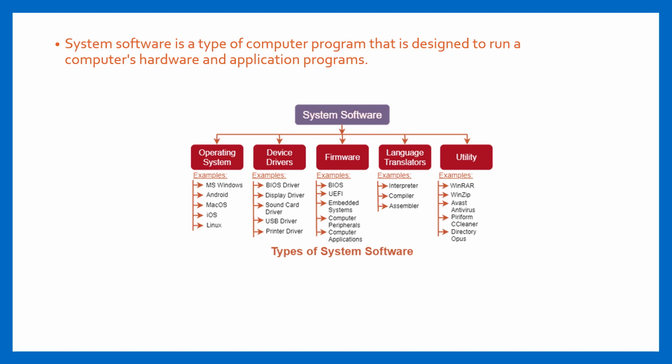So examples of operating system are like Windows, Android, Mac OS, iOS, and Linux. And some of the examples of device drivers are BIOS drivers, display drivers, sound card drivers, USB drivers, and printer drivers. The same way you have all the other different examples of all these types of system software.